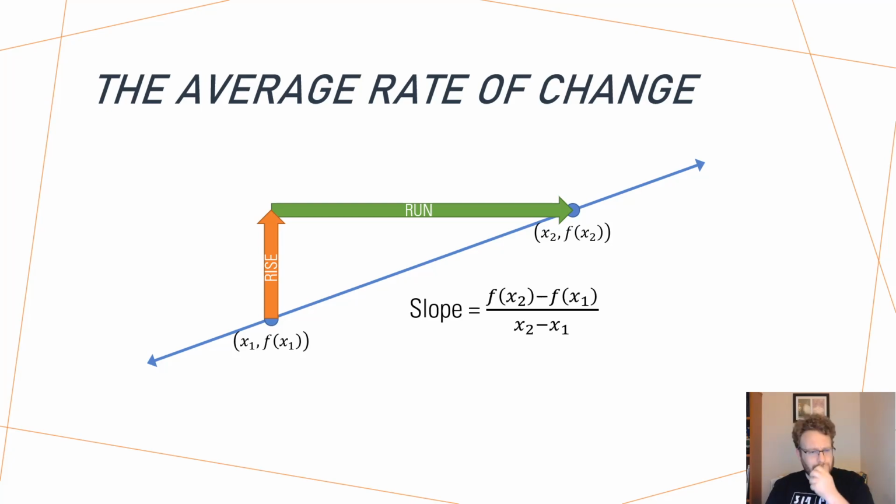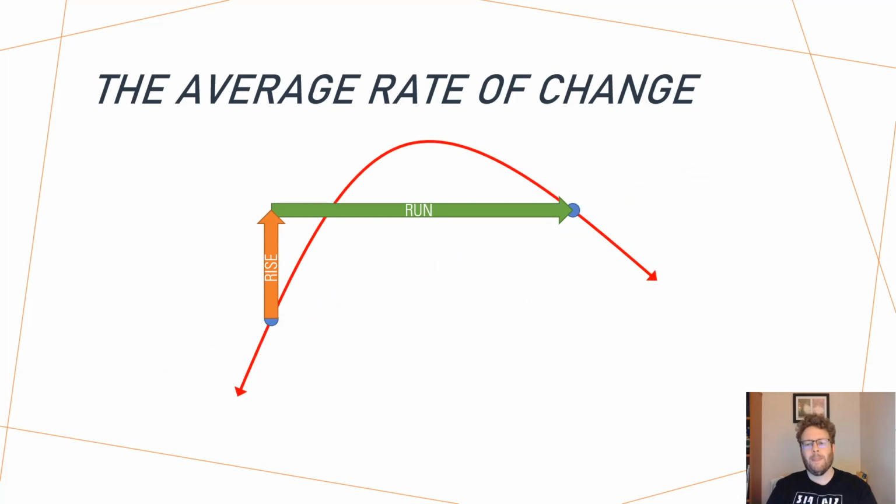So consider not this blue line, but instead let's consider this red curve here. You'll notice that it's still using the same 2 points from a moment ago, and rise and run are still labeled. In fact, I could look at the average rate of change of this curve to get from the blue point to the other blue point. And that is an overall behavior from point to point.